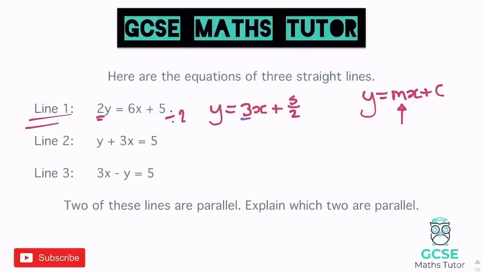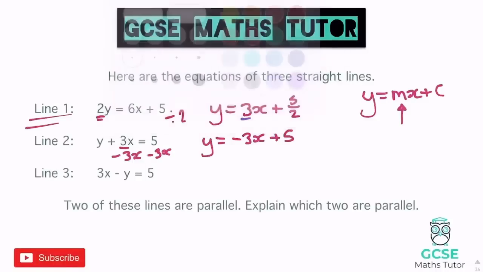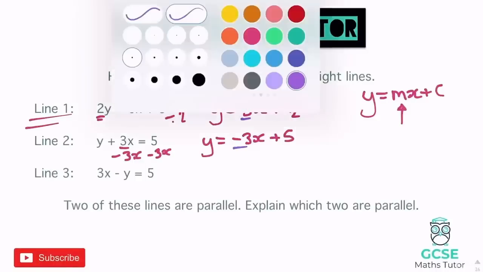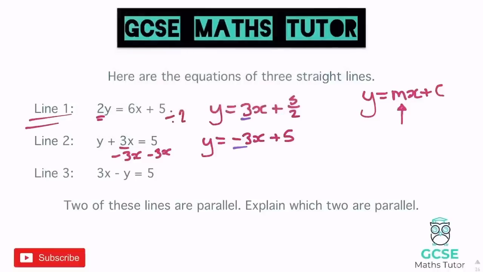y plus 3x equals 5. Well, that's not in the y equals mx plus c format either, because this 3x is on the wrong side of the equal sign. So if we take away 3x from both sides, move that over to the other side, we get y equals -3x plus 5, just popping that plus sign in front of that 5 there. Again, we could have written it the other way around, but let's keep them all aligned. So that is a gradient of -3. So those two definitely aren't parallel. Let's just have a look at this last one.